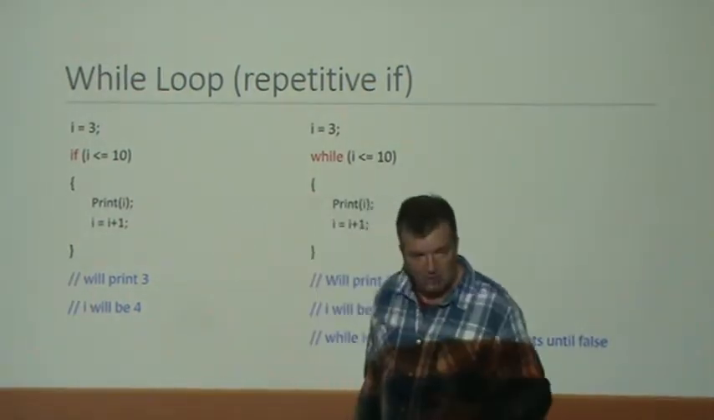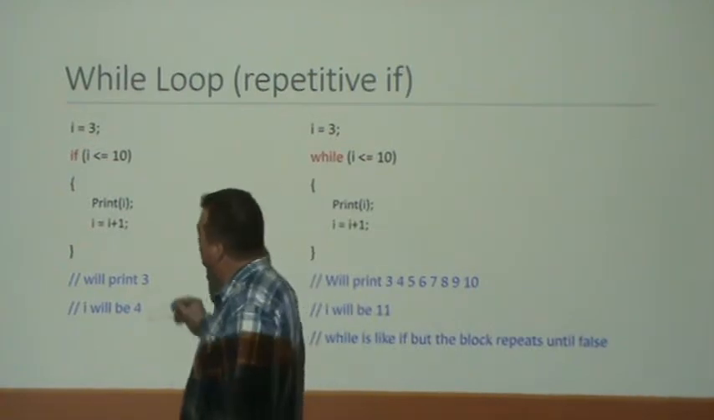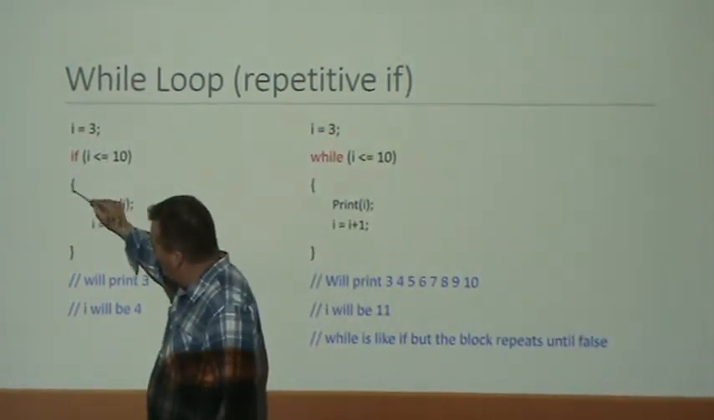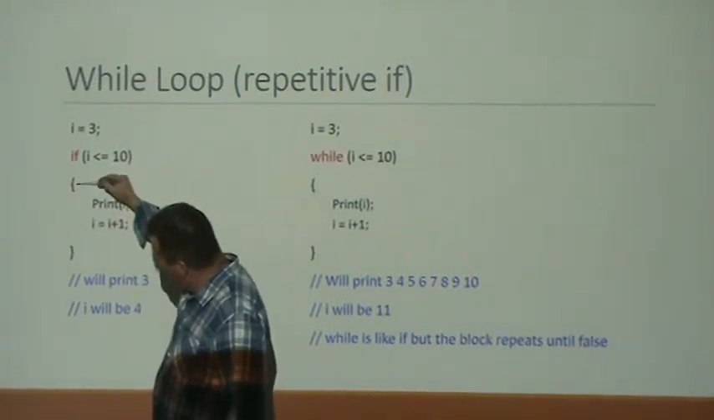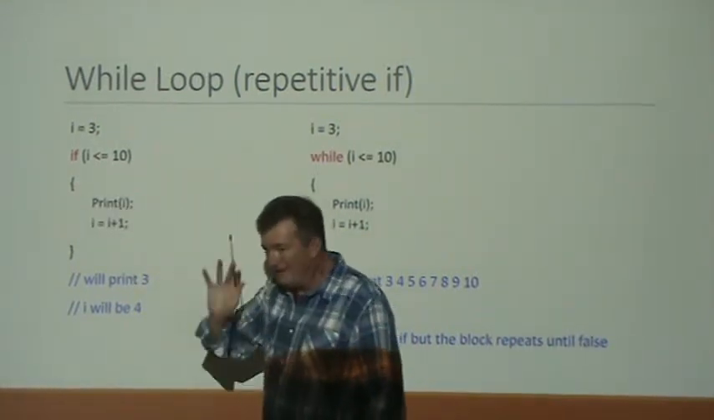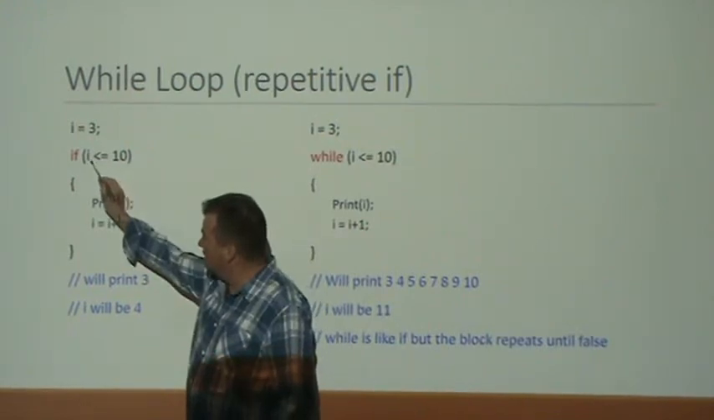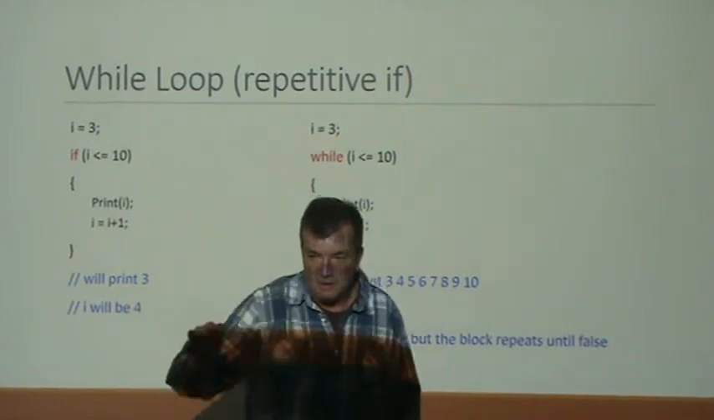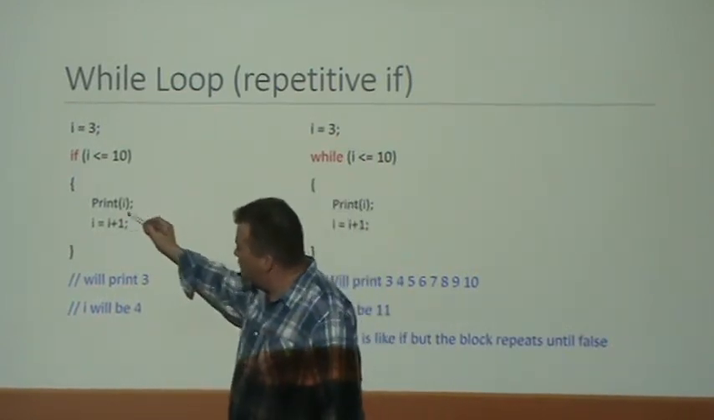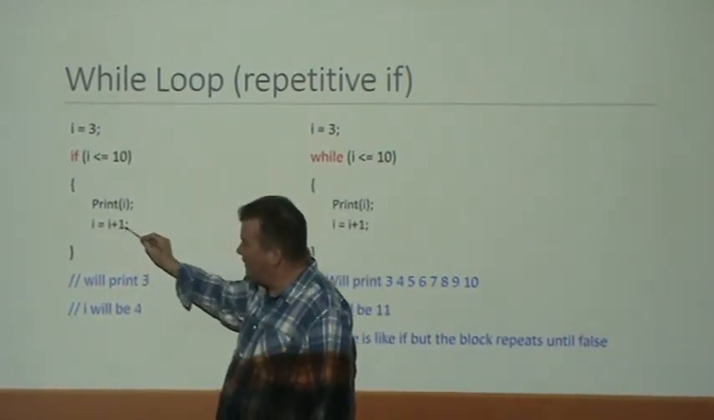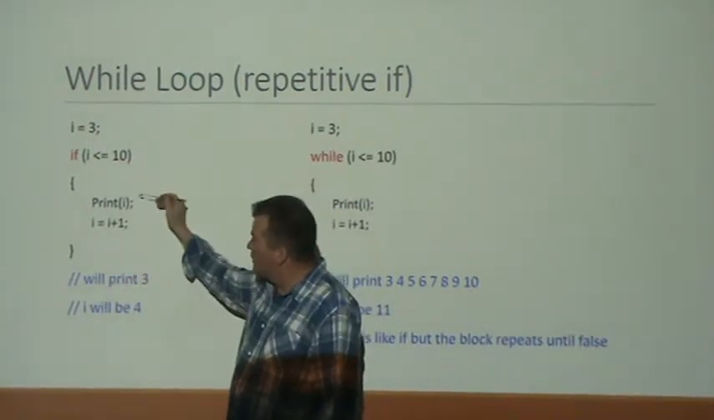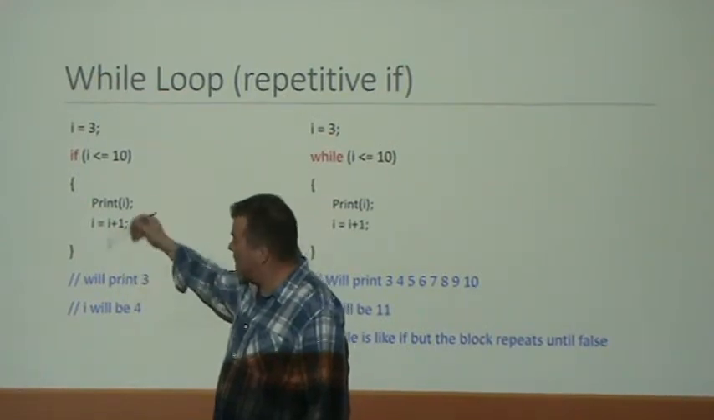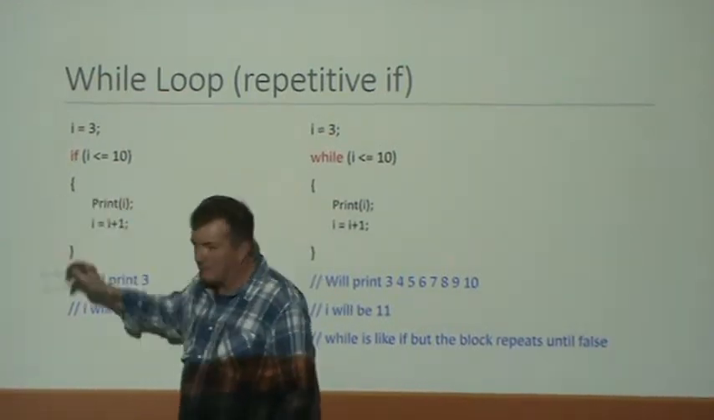Remember we talked about if-then and if-then-else statements. If I is less than or equal to 10, then open bracket, close bracket. So all the code between the open bracket and close bracket will run if the Boolean expression I is less than or equal to 10 is true, and I is equal to 3, so it is true. So this code should run. This would print I and then add a 1 to the value of I. So it would print 3, and then I would become 4. That's what this code would do if we're using an if statement.